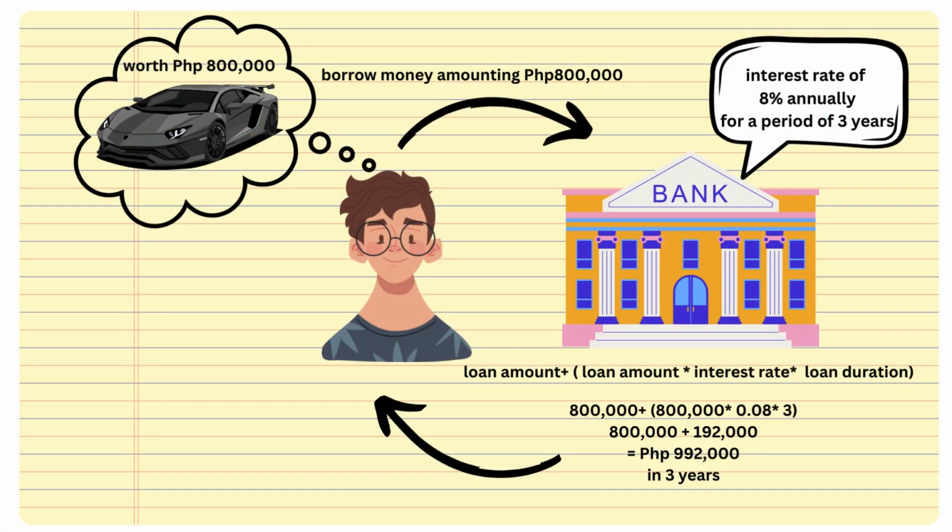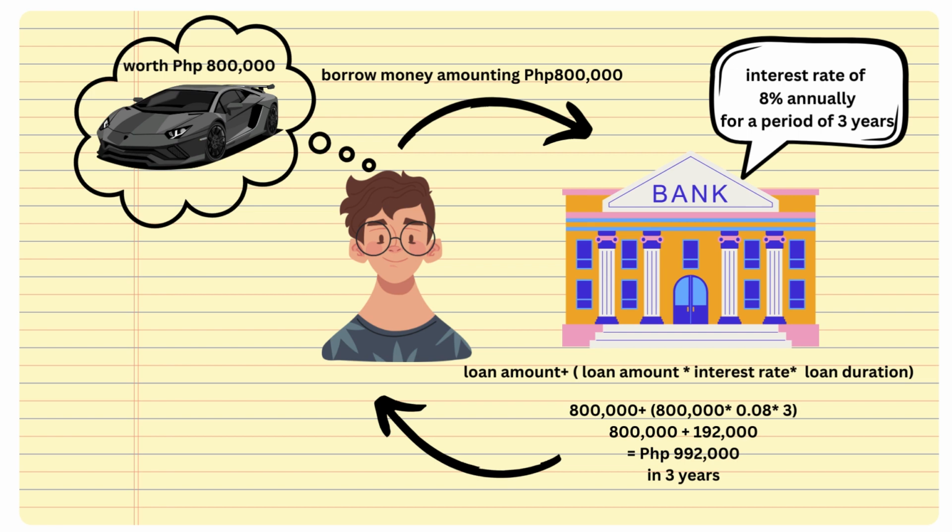For example, Kenji wanted to buy a car worth 800,000 pesos, but he doesn't have enough money to buy it, so he decided to take a loan from the bank amounting to 800,000 pesos. The bank agreed to let Kenji borrow 800,000 but with an interest rate of 8% annually. The 8% is the nominal interest rate, which is the additional rental price of the money Kenji borrowed from the bank. So to calculate the problem, we should follow its formula.